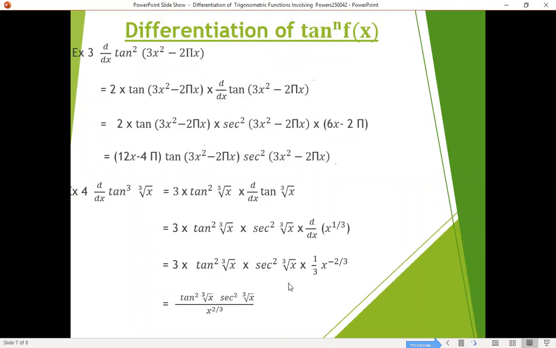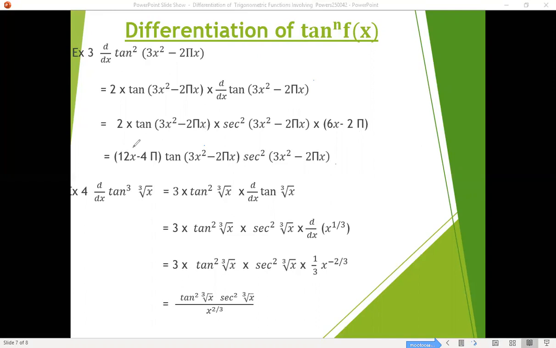So our next question will be the differentiation of tan squared into bracket 3x squared minus 2 pi x. Same principle, bring the power down, subtract 1 from the power, and then multiply by the derivative of the tan function, which is sec squared 3x squared minus 2 pi x, multiplied by the derivative of 3x squared minus 2 pi x. So derivative of 3x squared is 6x, derivative of minus 2 pi x is minus 2 pi.